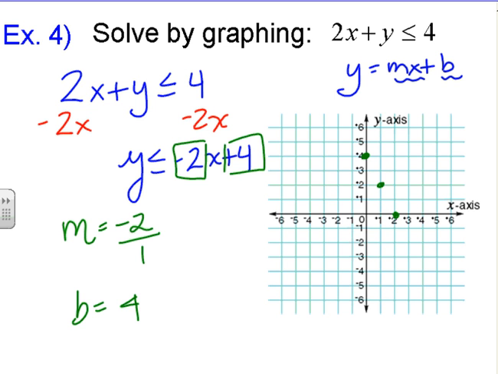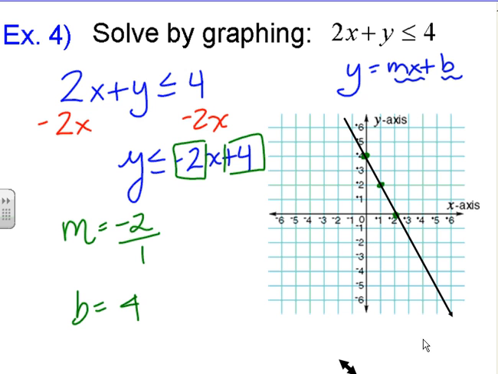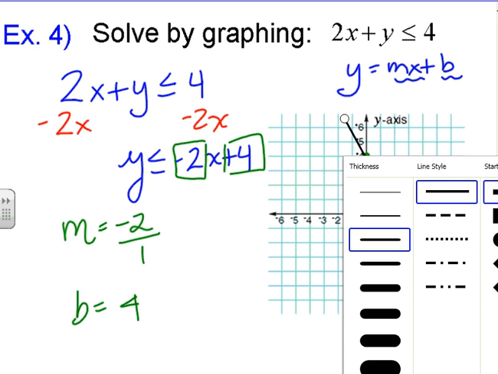Now, what we have to do is go back and look at our inequality, and we see that we have a less than or equal to sign. So we need to draw a solid line through those points. Remember to extend your line in both directions and to make sure that you're putting arrowheads on both ends. I'm sorry about that. Let me see if I can fix this one here. Make sure I get arrows on both ends.